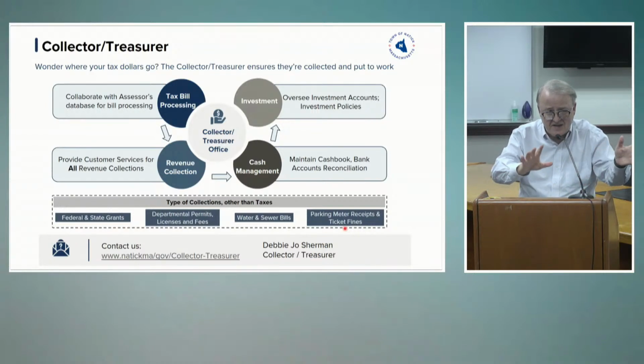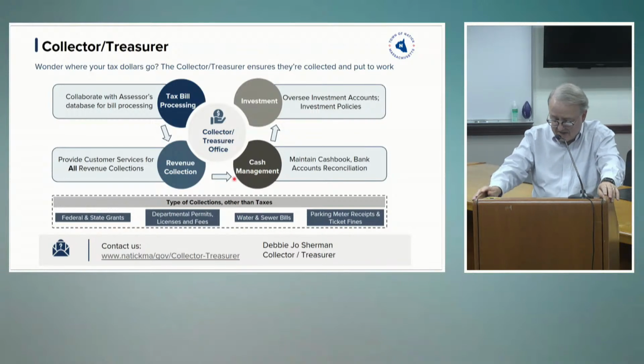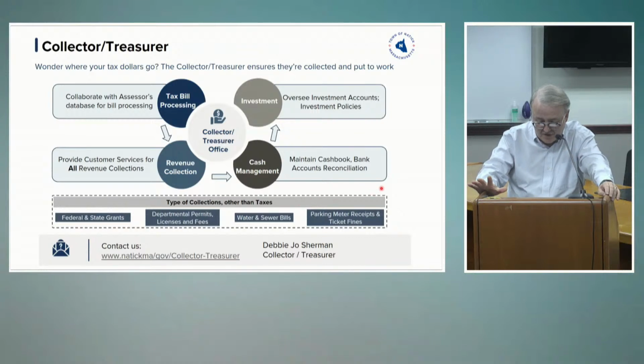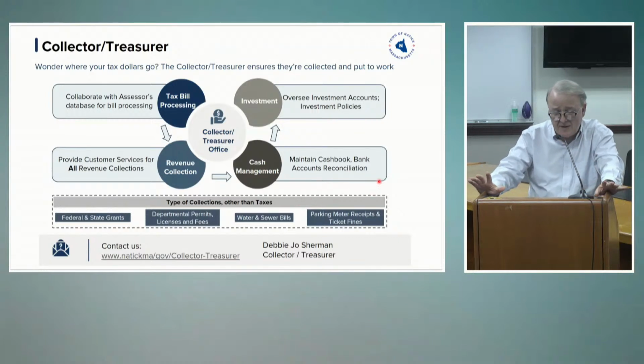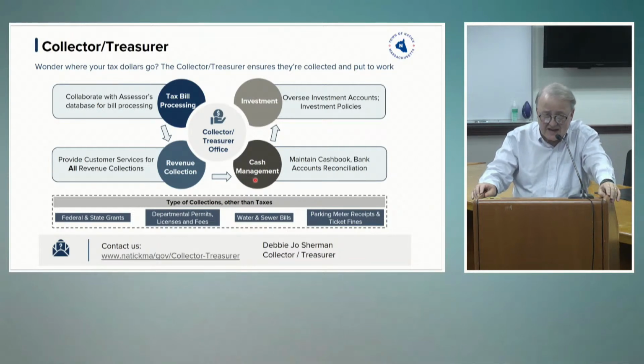So that's basically the collector side of the collector treasurer's office. Now moving over to the right hand side of the slide, you have the treasurer side. So once you collect the money, it is turned over to the treasurer, actually in this particular case the assistant treasurer, who basically maintains the cash book.